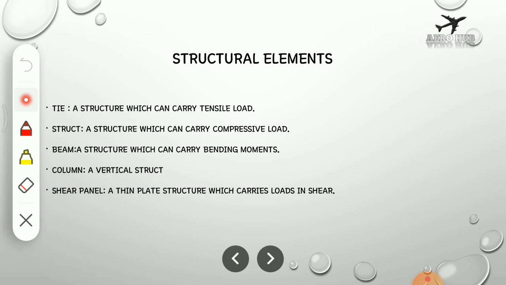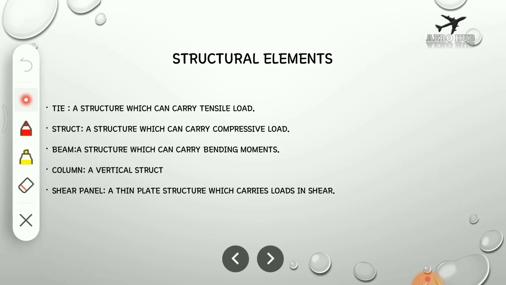Now we will discuss the structural elements. These are the basic structural elements used in airframe design. The first is the tie, which is a member that can carry a tensile load. The strut is a member that can carry a compressive load. A beam is a structure that can carry bending moment; you are aware of different types of beams, as most of you have undergone a course in mechanics of materials or solid mechanics. We will also discuss columns in this course.